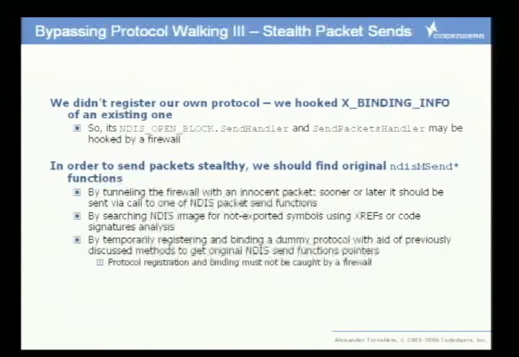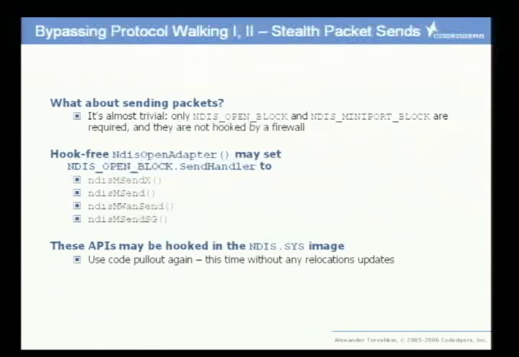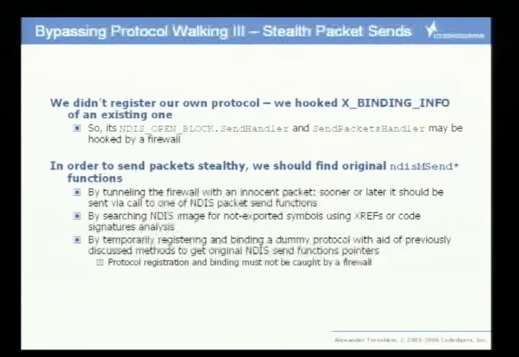So there are three possibilities for finding original functions which may send packets to the network, bypassing any firewall installed. We may find these functions by tunneling the firewall, by searching in this image, or by temporarily registering and binding a dummy protocol. And this protocol registration should not be called by a firewall, because we have to find these msend and other functions, and we don't want to get these functions hooked.